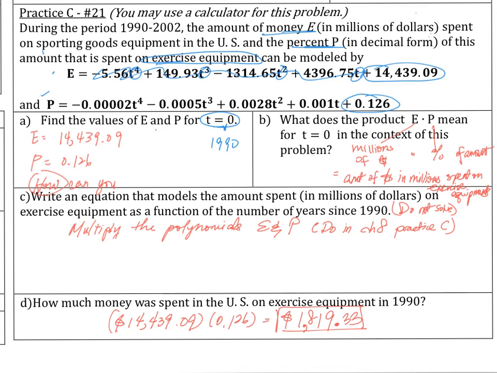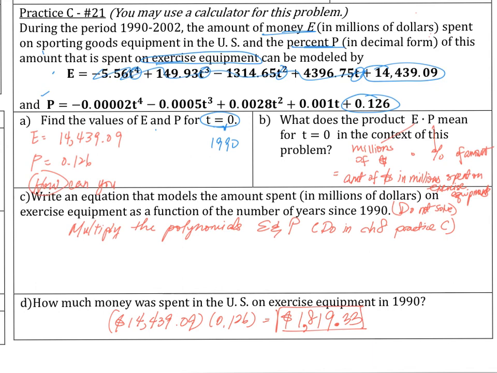And for part B, it asks you what does the product E and P, E times P mean for when T equal to 0 in the context of this problem? Well, if E means millions of dollars as given in the problem, and P means percent of amount spent on exercise equipment, so we take the percent of amount spent on exercise equipment and multiply by the total amount in millions, then we would get the amount of millions spent on exercise equipment. So this is just very conceptual.